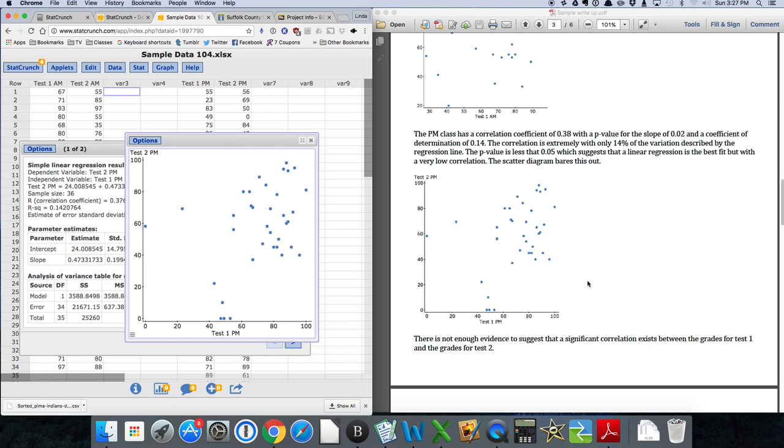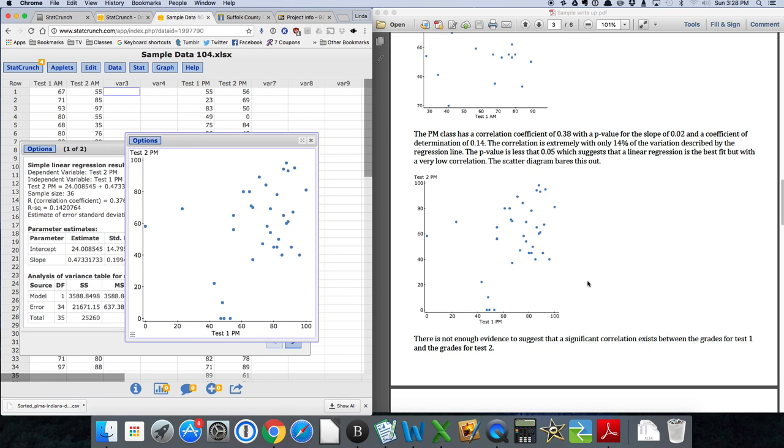All right, so written up down here. The PM class has a correlation coefficient of 0.38 with a p-value for the slope of 0.02 and a coefficient of determination of 0.14. The correlation is extremely low, with only 14% variation described by the regression line. The p-value is less than 0.05, which suggests linear regression is the best fit, but with a very low correlation, and the scatter diagram bears this out.